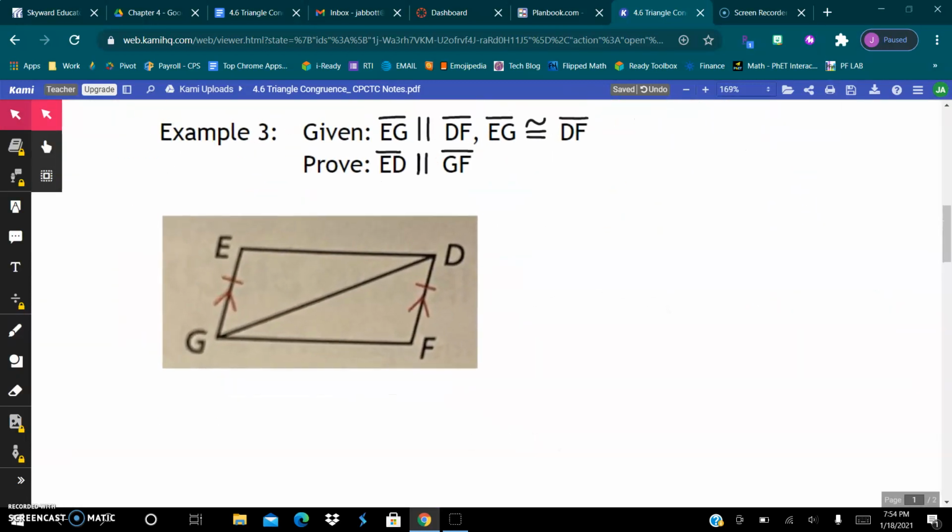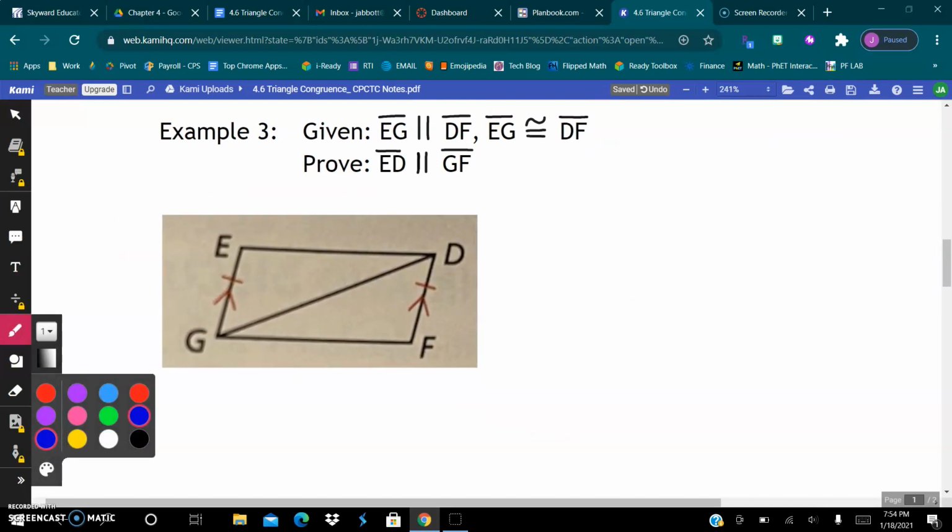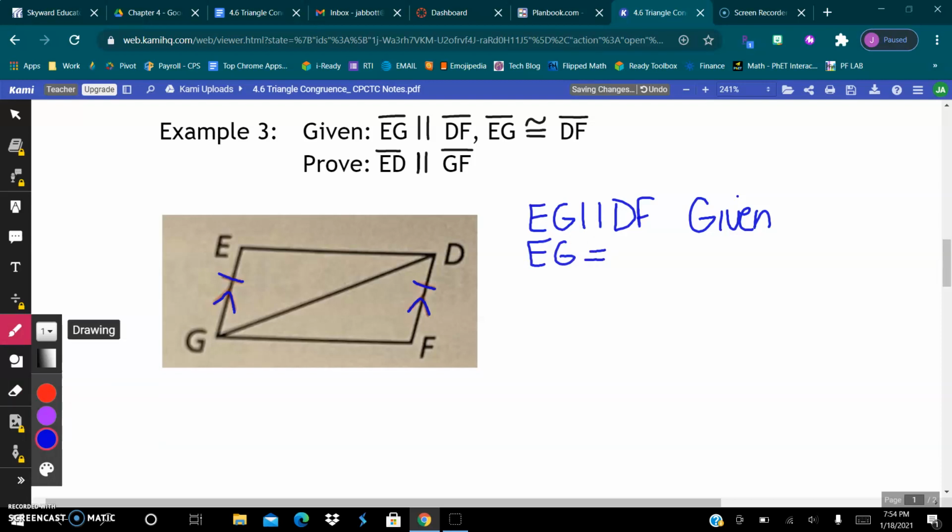All right, example 3 here. We are given that EG is parallel to DF. So that is shown here by the little arrows. And we're also given that EG is congruent to DF. So that's the tick marks. And we need to prove that ED is parallel to GF. So we need to prove that the top and the bottom are parallel.